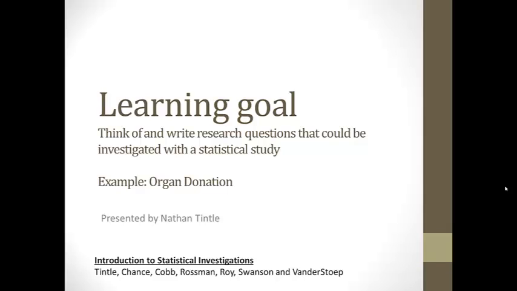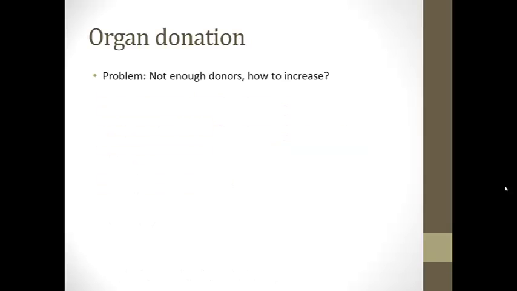In this video, we're going to talk about how to think of and write research questions that could be investigated with a statistical study. We'll start with an example from the Introduction to Statistical Investigations textbook on organ donation. In the organ donation study, the researchers said, hey, there's not enough organ donors. How could we increase this number?